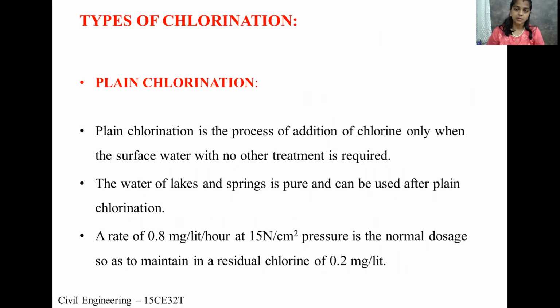Plain chlorination is the process of addition of chlorine only, when surface water with no other treatment is required. Plain chlorination is the simplest type of chlorination, when the water does not require any other type of treatment, and then if the chlorine is added, then it is called plain chlorination. Where it is done, let us see.